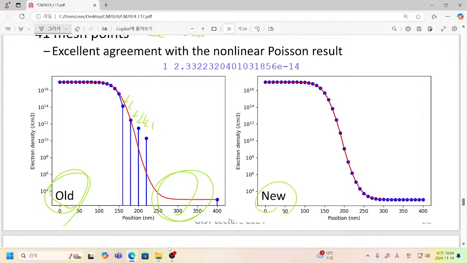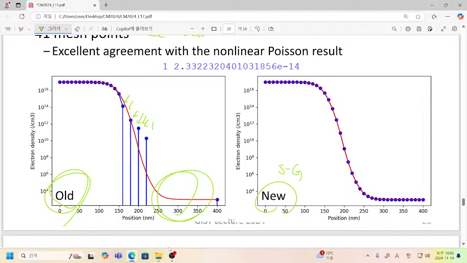And how about this? This is the Scharfetter-Gummel scheme, and as you can see, the blue dots are obtained from our Scharfetter-Gummel scheme, and the red line corresponds to the nonlinear Poisson equation. How does it look? They are showing almost exact agreement. It is because at equilibrium, the Scharfetter-Gummel scheme can really reproduce the nonlinear Poisson equation solution.